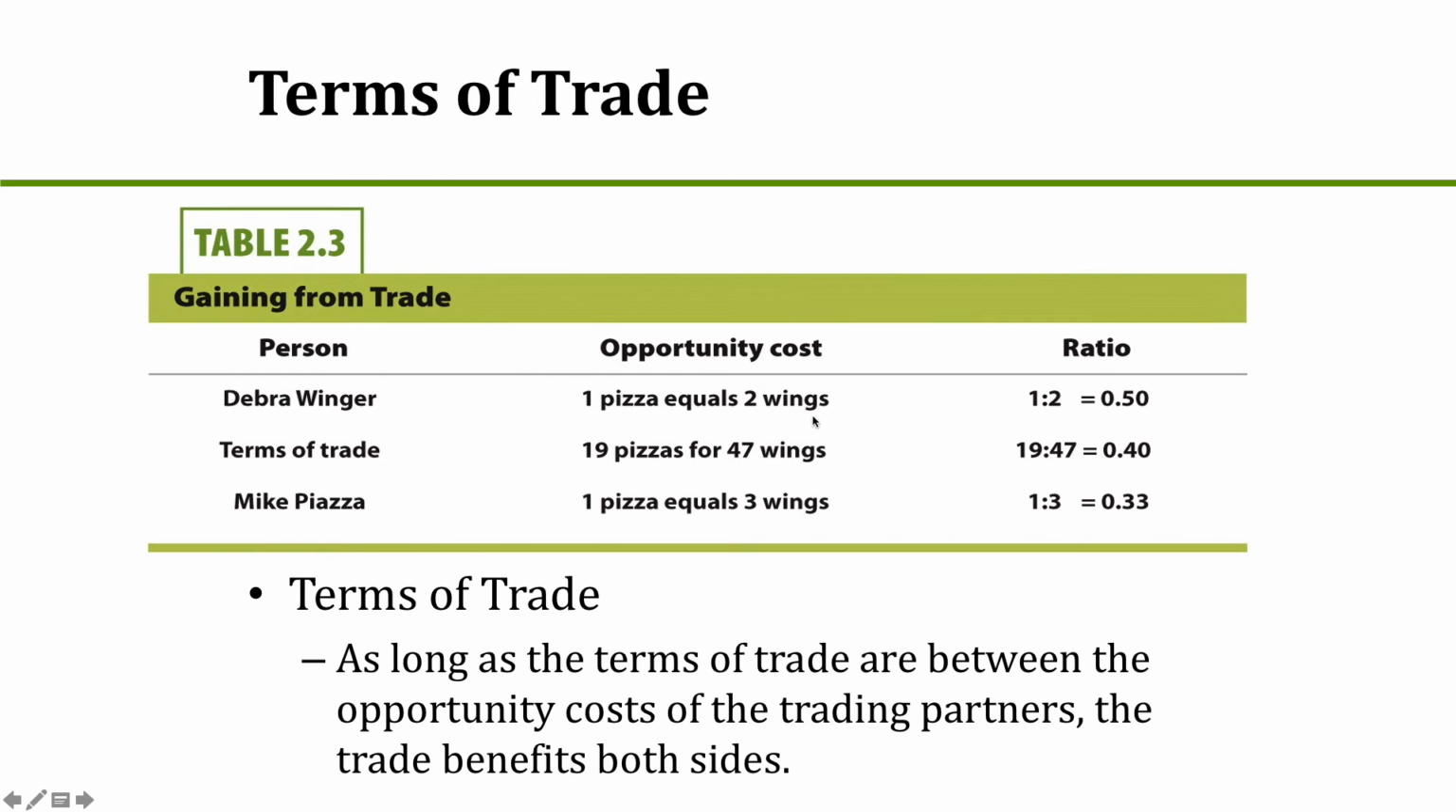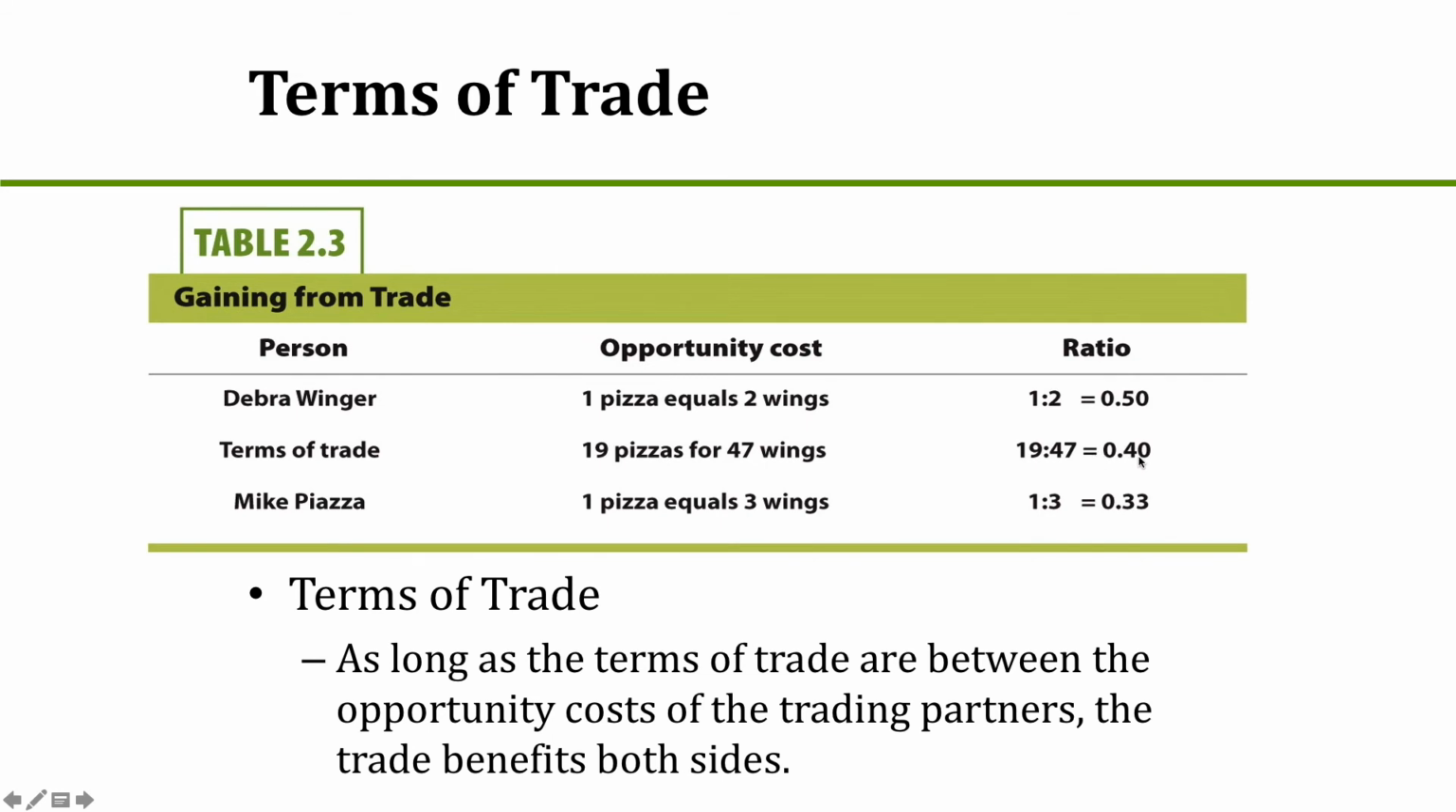Instead of using the opportunity cost of pizza, this ratio is using the opportunity cost of wings. The same thing applies. In this case, the opportunity cost of wings for Deborah is 1/5 pizza. For Mike, it is... For Deborah, opportunity cost of wings is 0.5 pizza, and for Mike, it is 0.33 pizza. So again, we have to find a value between these two opportunity cost numbers, and we pick 0.40.